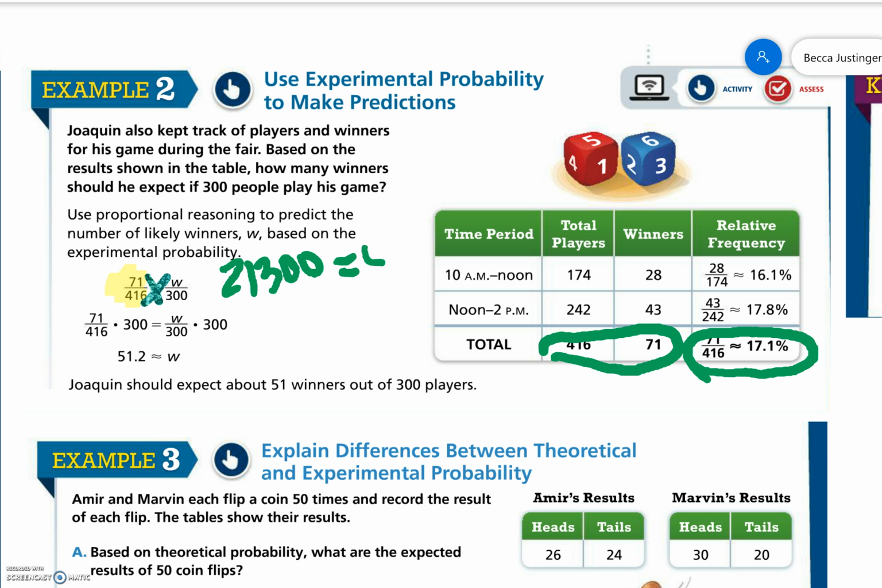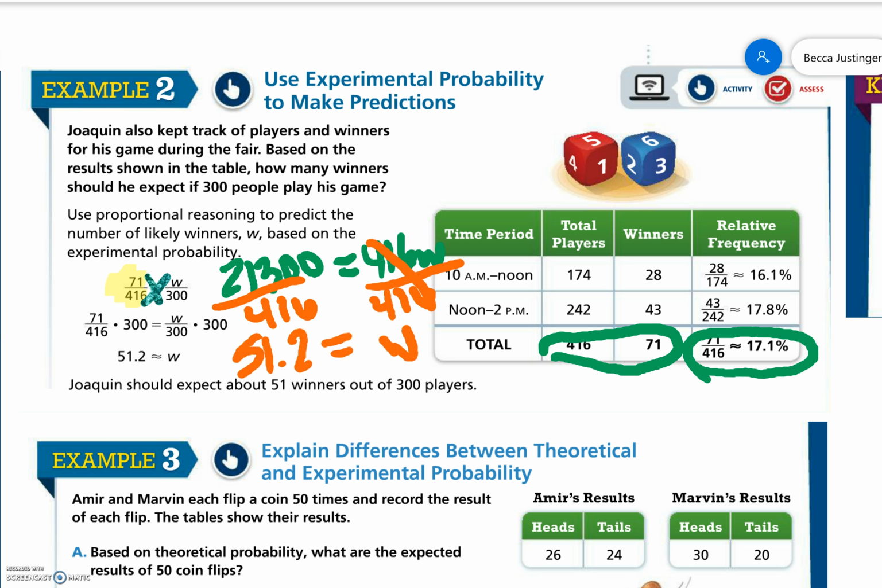And 416 times W is 416W. Divide both sides by 416. That cancels out, and W equals about 51.2. So he should expect about 51 winners, because remember, we can't have 0.2 of a person.